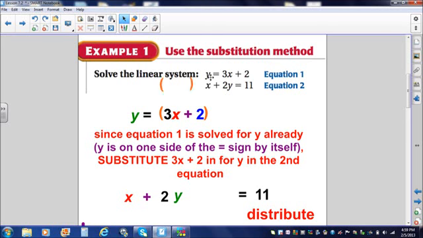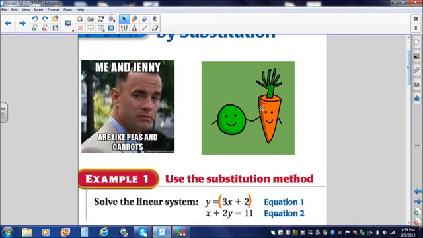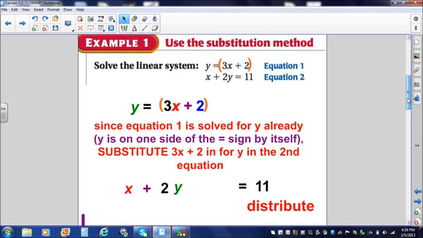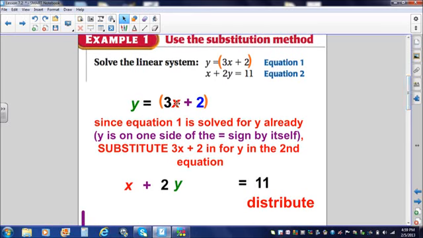3x plus 2 is a quantity. It's like peas and carrots. Forrest Gump. Sorry, if you didn't see the movie, check it out. Because Forrest Gump makes a comment in the movie, me and Jenny, we was like peas and carrots. We was always together. So we are going to substitute 3x plus 2 anytime we see y.